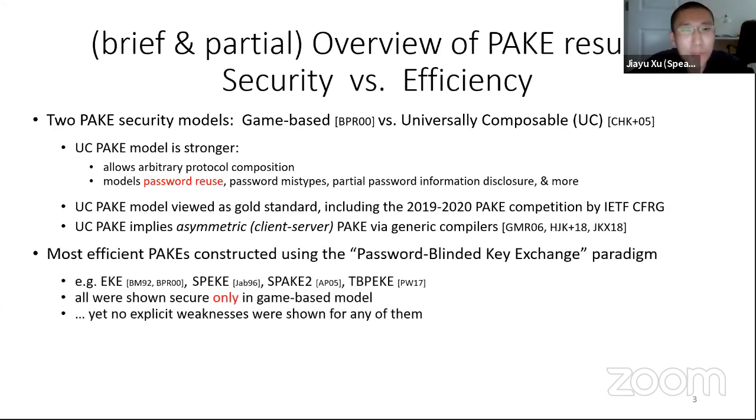There have been two major paradigms for PAKE protocol constructions as well. One is you take a regular key exchange, such as Diffie-Hellman key exchange, and you blind the protocol messages using the password. And this yields the most efficient PAKE protocols these days. For example, we have encrypted key exchange, or EKE, and this is the very first PAKE protocol ever proposed. This is in 1992. And there are some subsequent works such as s-PAKE, s-PAKE2, and TB-PAKE.